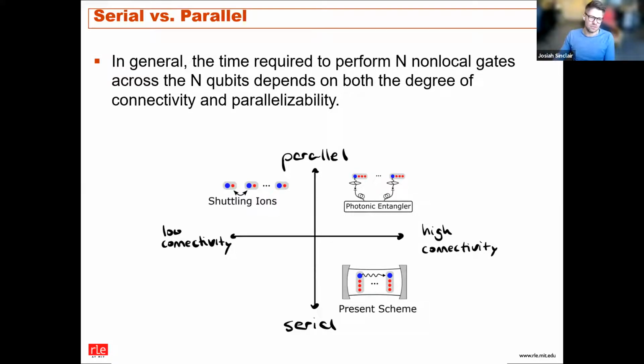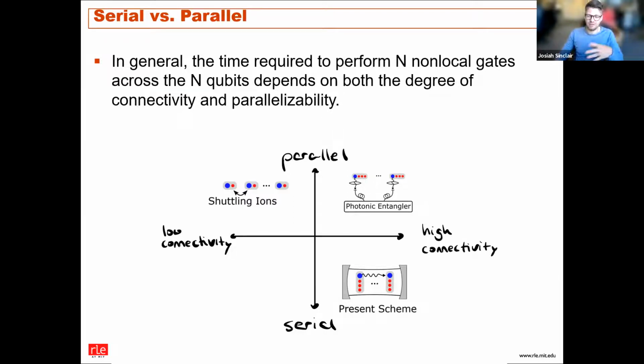So a very, very long 1D chain of ions that are basically nearest neighbor connected but can shuttle around would be an example of a very low connectivity but totally parallel system. Our system is an example of a fairly serial system that's totally connected. And then photonic interconnects, part of their appeal is that they're both highly connected and, at least depending on how you implement the actual interconnect, also parallel.